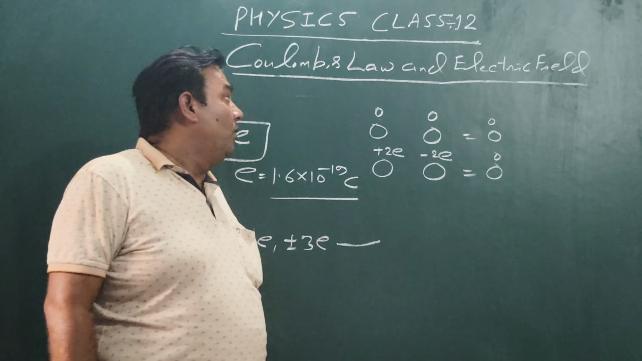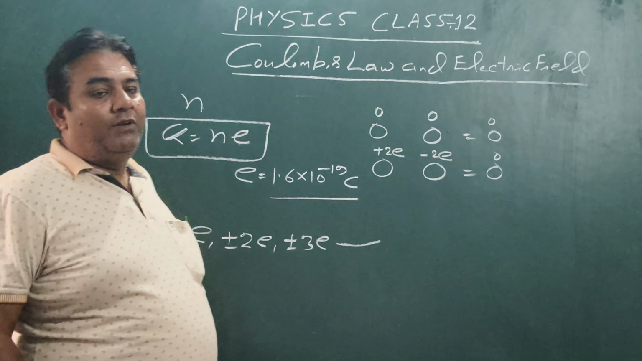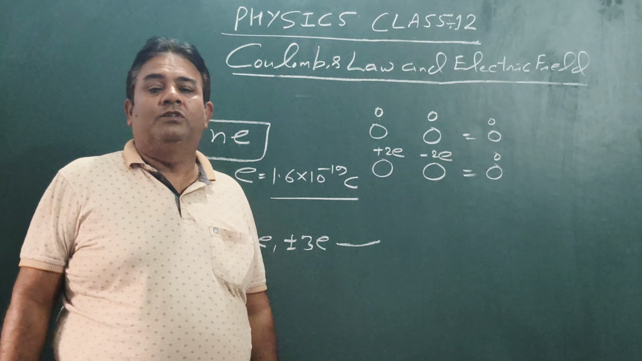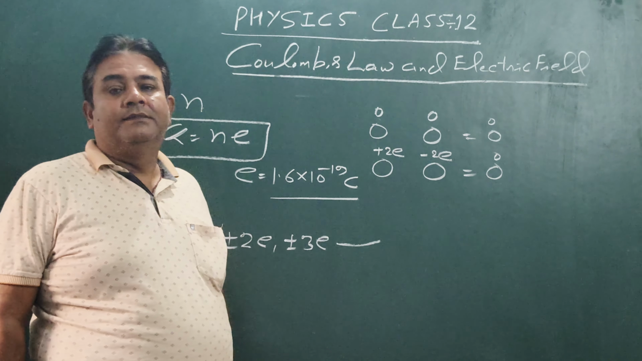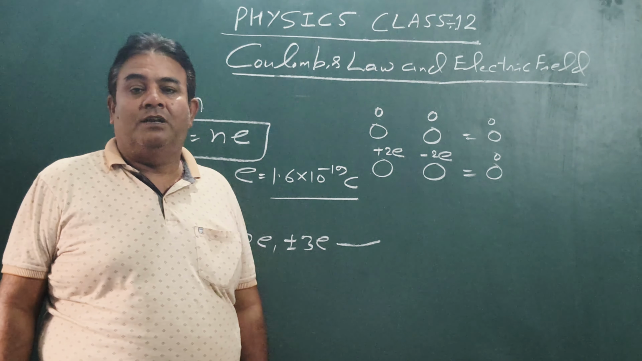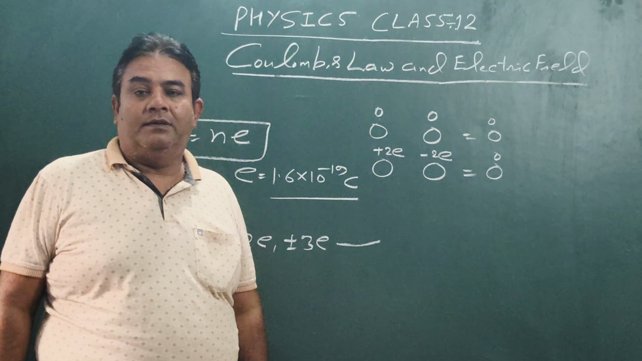And now we read about Coulomb's law. We know that the same type of charge always repel each other and the opposite type of charge always attract each other. It means they are applying a force of attraction or repulsion. What is the value of that force of attraction or repulsion? That is given by Coulomb's law.